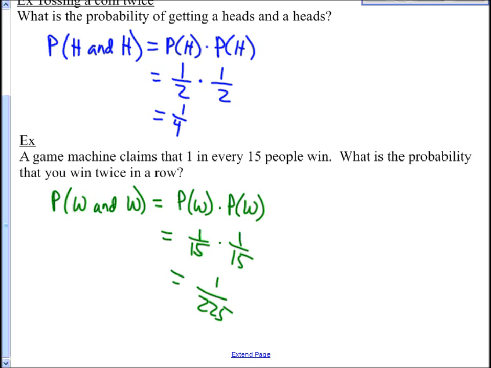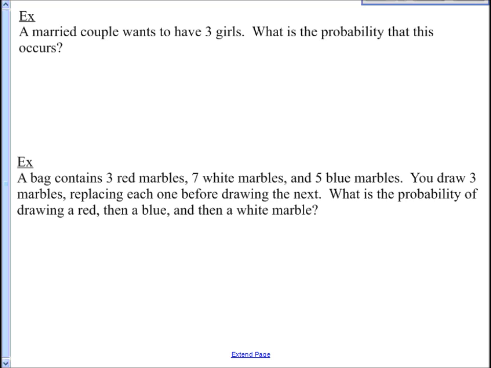So those are some examples. Let's flip to the next one here. Independent events, here's some more. A married couple wants to have 3 girls. What's the probability that this occurs? You might think to yourself, well, I have a friend like this. They had 3 girls, and then they were thinking, well, what's the probability that I have a girl on the last one? Well, it doesn't matter what you had previously. It's an independent event each time. You still have a 1 in 2 chance that you're going to have a girl on the last baby. So those are independent events.